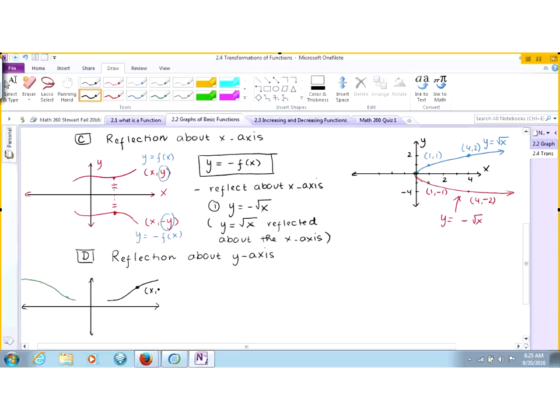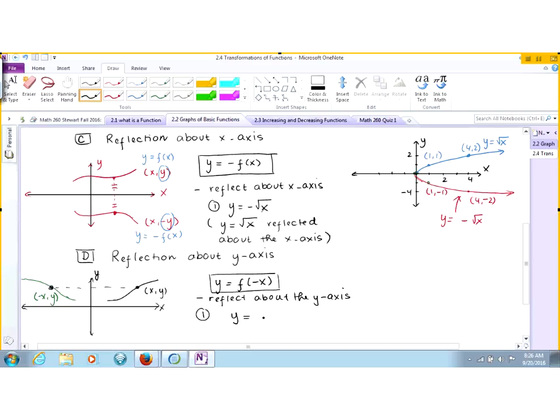Okay. So let's just say this is x, y. What will this be here? I'm sorry, this is quite symmetrical. What is it? Negative x, y? Okay. All right. So this is y is equal to f of negative x. Okay. So this is a reflection about the y-axis. All right.